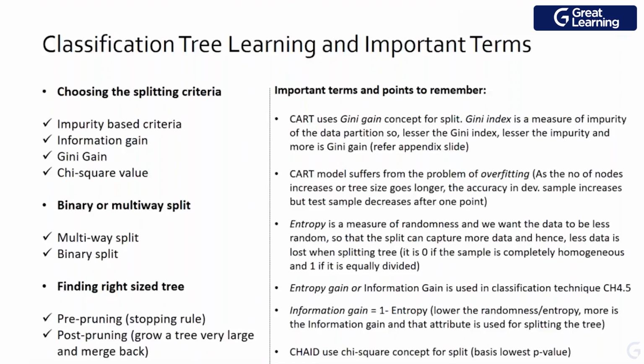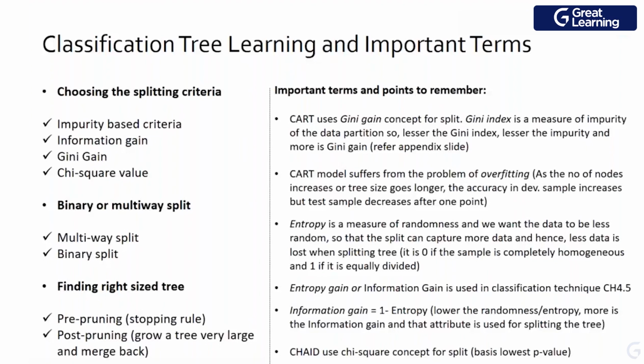And then the CHAID, as I previously told, uses the chi-square concept for split. So basically it will use the lowest p-value to split the tree. And now I think one of the important things that you should be aware of is how each of these techniques differ from each other. So for instance, if we say CHAID and CART, how are they different?